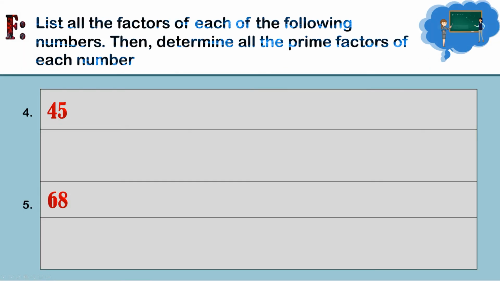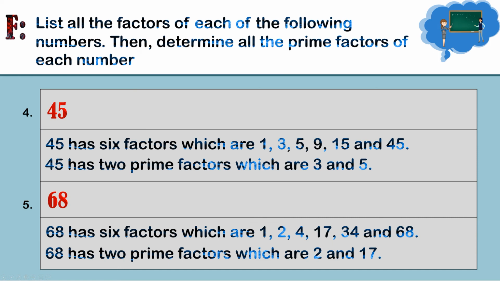Now let's look at 45 and 68. Let's list the factors of 45 and find the prime factors, and also the factors of 68 and determine the prime factors. 45 has 6 factors, which are 1, 3, 5, 9, 15, and 45. 45 has 2 prime factors, which are 3 and 5. 68 has 6 factors, which are 1, 2, 4, 17, 34, and 68. 68 has 2 prime factors, which are 2 and 17.